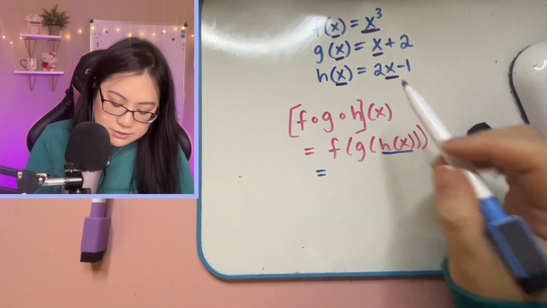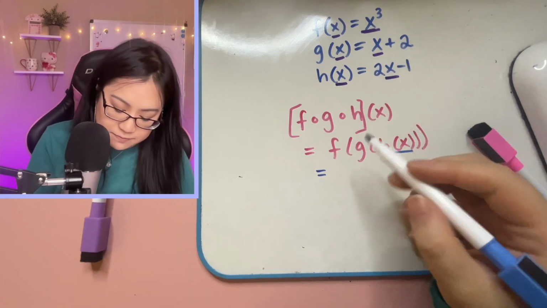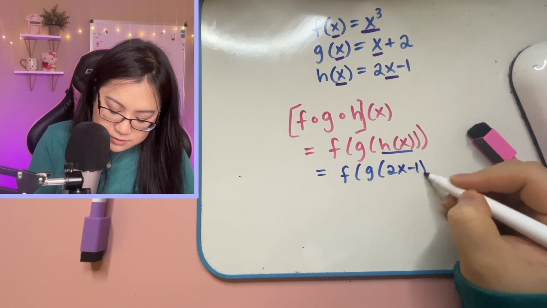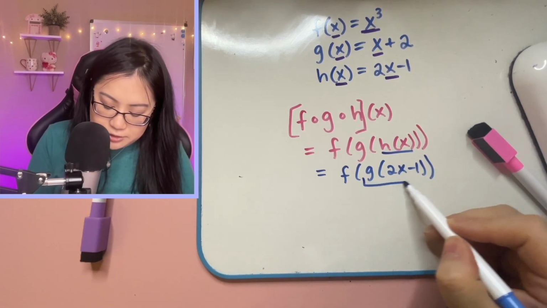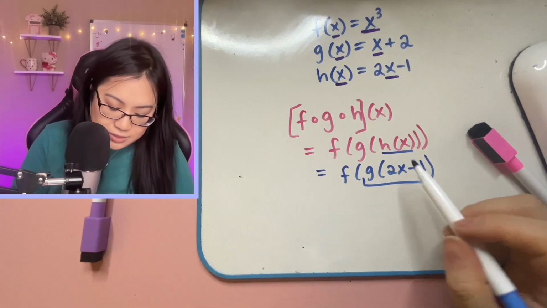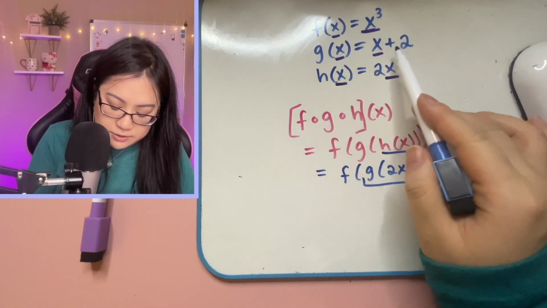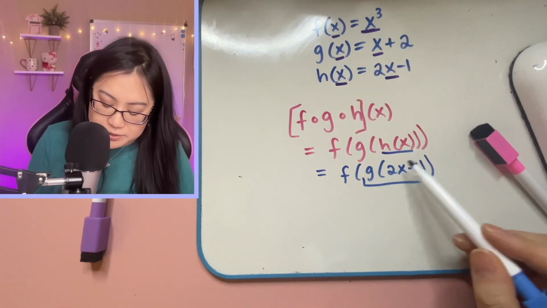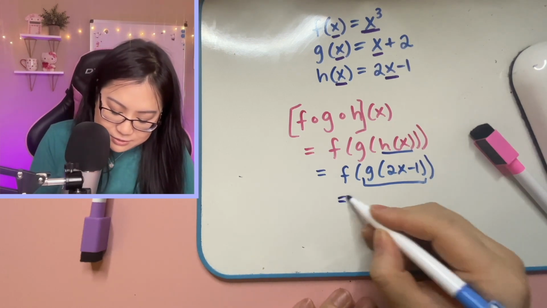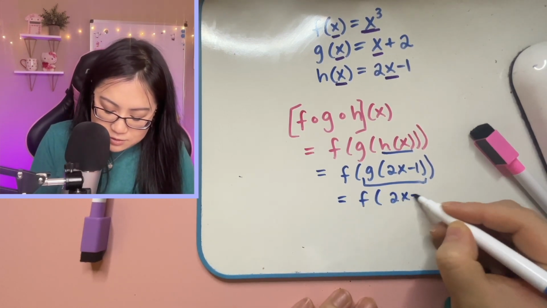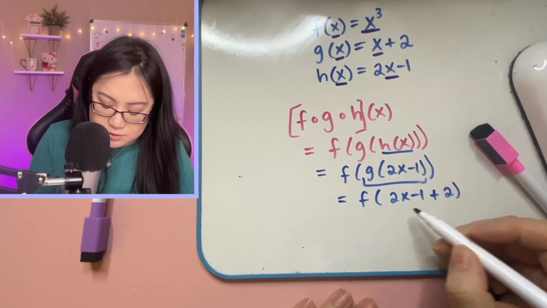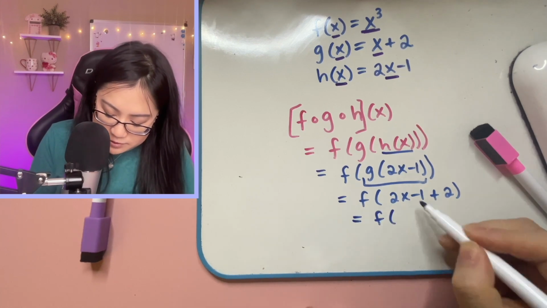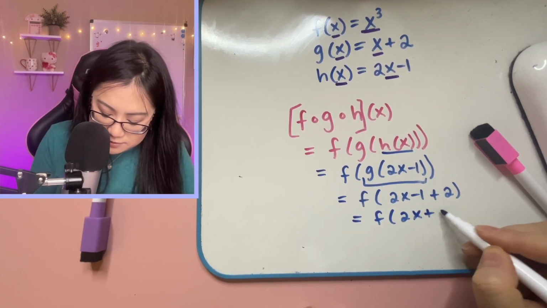So h of x is 2x minus 1. So I'll do f of g of 2x minus 1. And then I do g of 2x minus 1. And g of 2x minus 1 is g of stuff is stuff plus 2. Stuff happens to be 2x minus 1. So I do 2x minus 1 plus 2. Stuff plus 2, literally. So then f of, I'm going to clean that up, that's 2x plus 1.